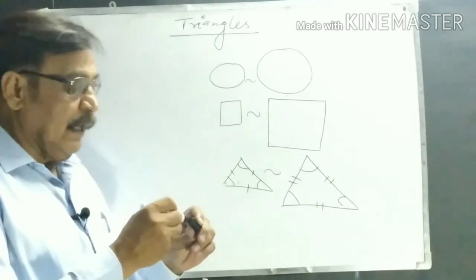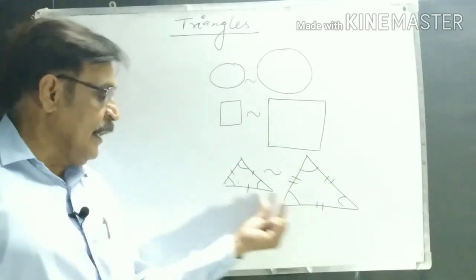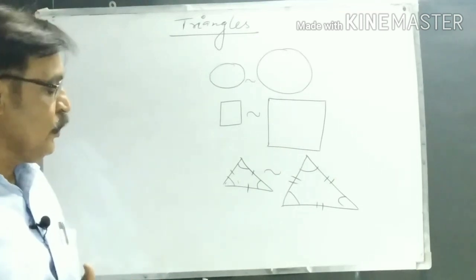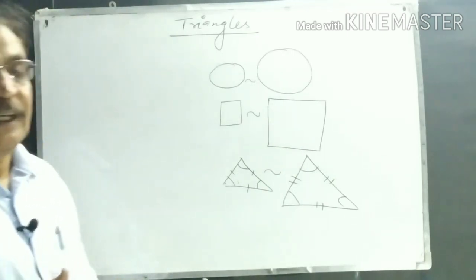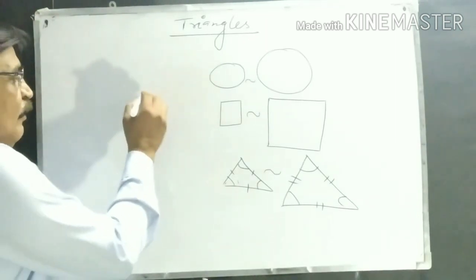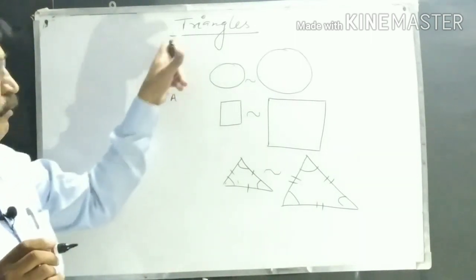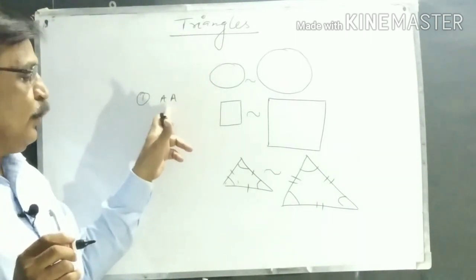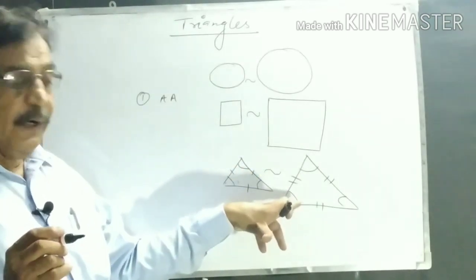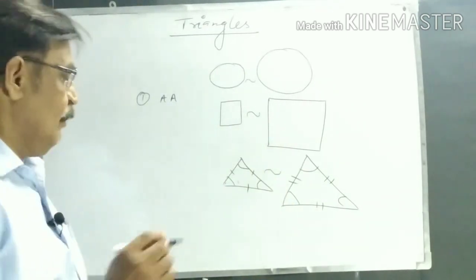They will be congruent if the length of this side as well as this one is the same, this side as well as this one is the same, this side and this as well are the same. So two things come into existence. What are the conditions for similarity? First one is angle similarity. When we consider triangles, if two angles of one triangle are equal to the corresponding two angles of another triangle, then the triangles are said to be similar.